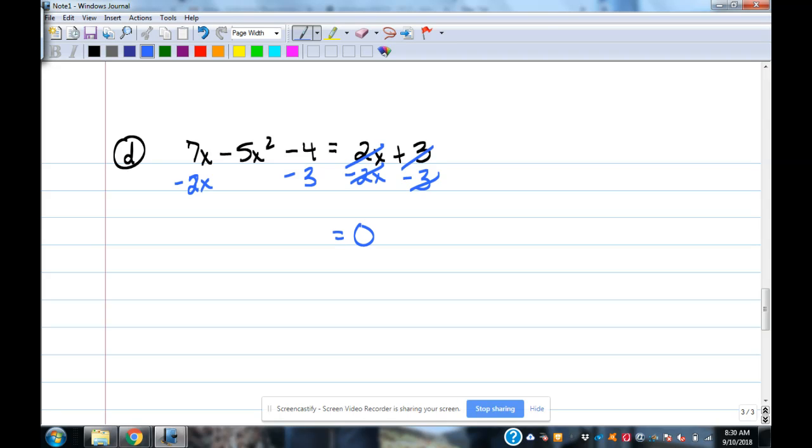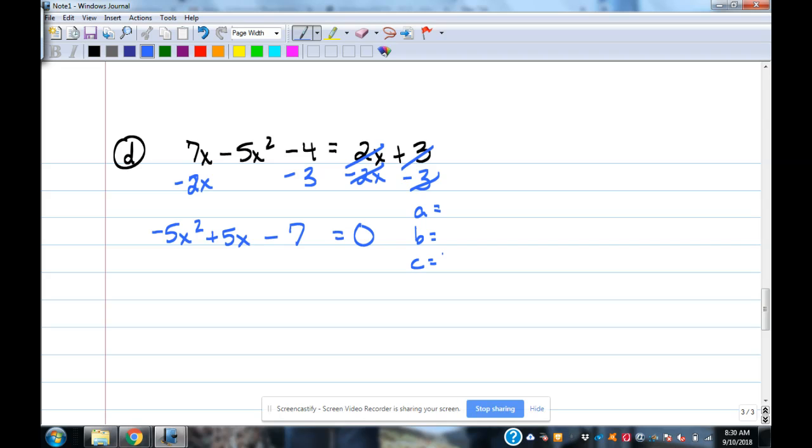And now, when I do this work, I'm going to go ahead and rewrite it in the right form. What should come first? Negative 5x squared. And then what's 7x minus 2x? 5x, right? So plus 5x. And then minus 7. Okay. So that puts us in standard form for a quadratic. And we're ready to do quadratic formula.